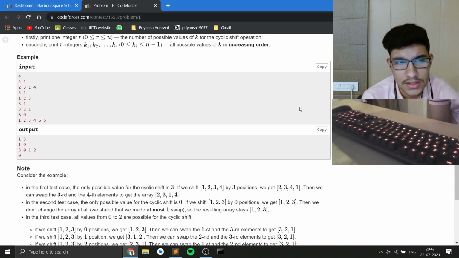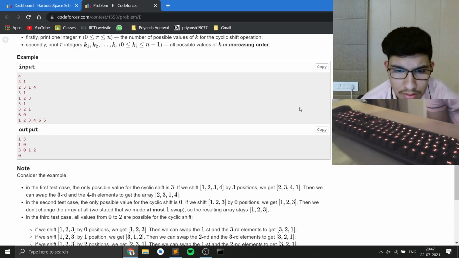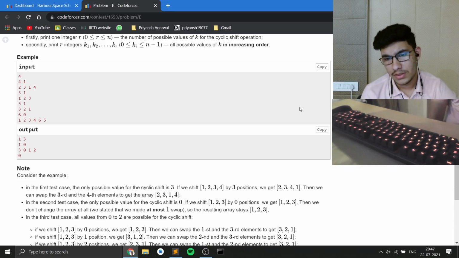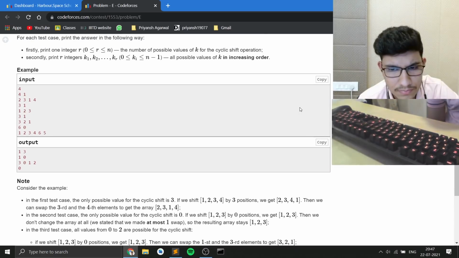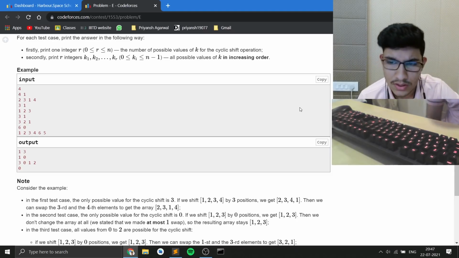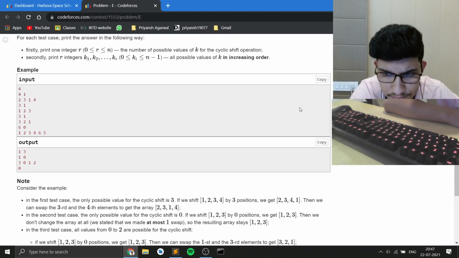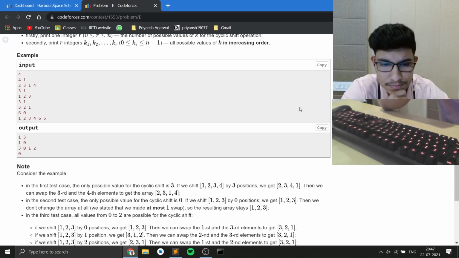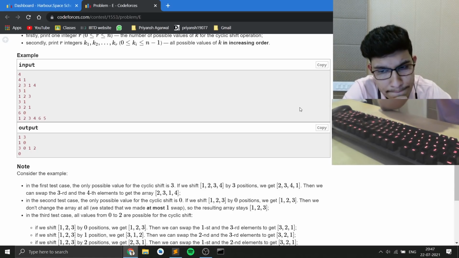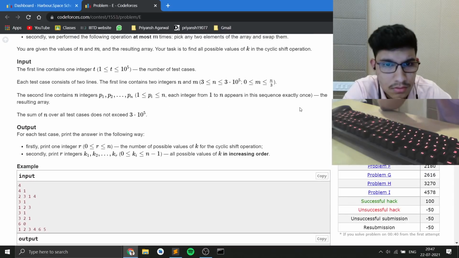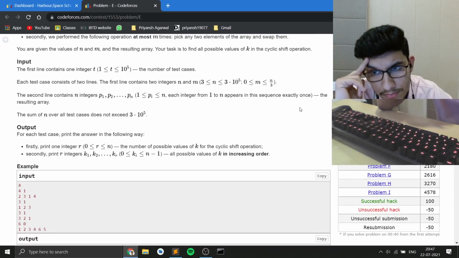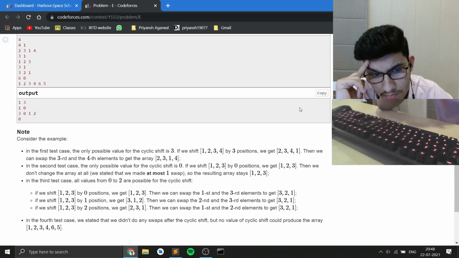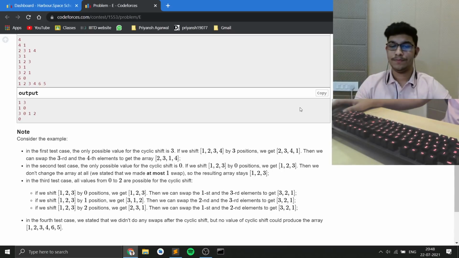So in the first test case, if we shift this whole permutation by 3 towards the right, we get 2, 3, 4, 1. Okay, fine. Then we swap the third and the fourth character. So this is very tricky.